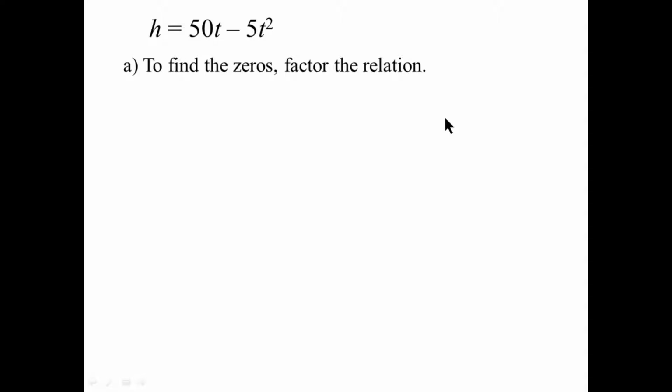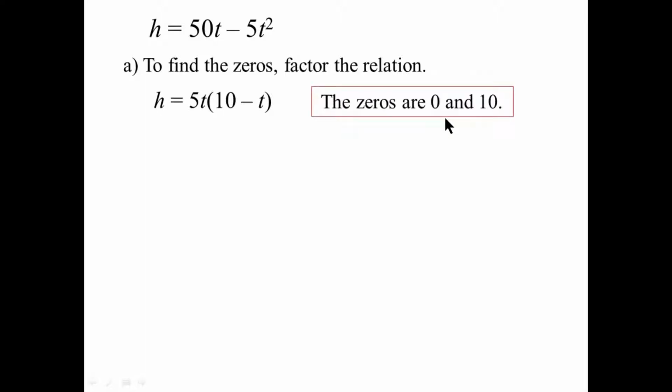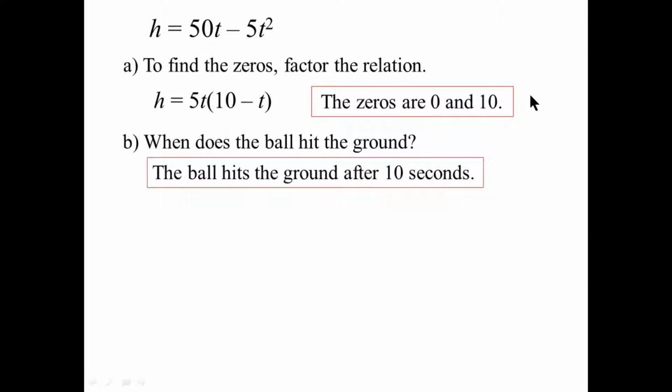To find the zeros, factor the relation, so we have to factor. Common factor. Set the factors equal to 0, and the zeros are 0 and 10. When does the ball hit the ground? Well, it hits the ground when its height is 0, so it will be at one of the zeros. It starts off on the ground, and it ends on the ground at 10 seconds.